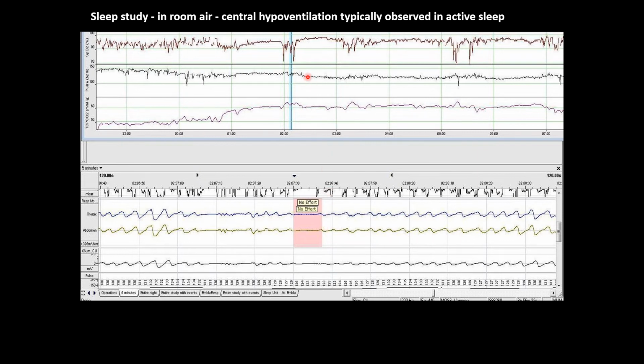This not only gives rise to a desaturation, but it also gives rise to a hike in CO2 levels. So this is central hypoventilation, which is seen in typical neuromuscular disorder patients.